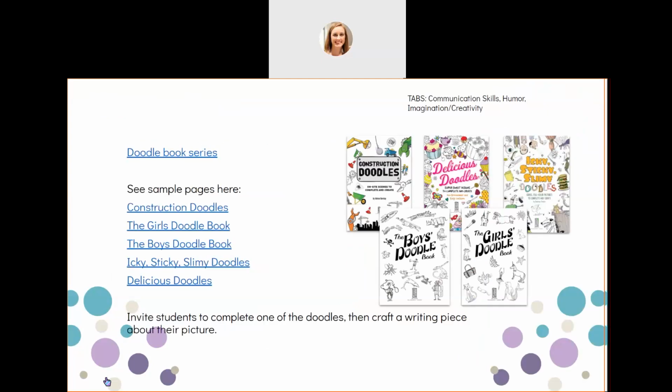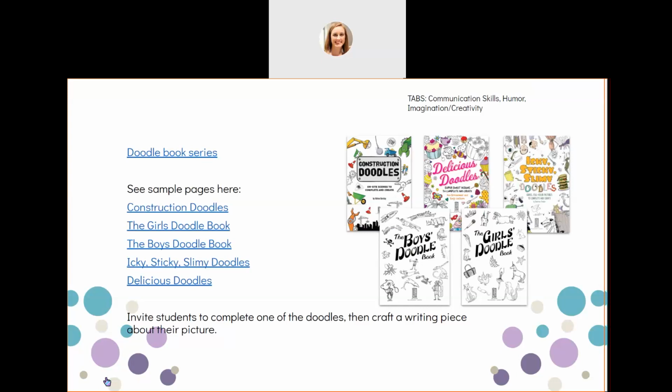The Doodle Book series is one that I shared during regional trainings in 2019. These Doodle Books give you part of a picture, so it's like the beginnings of a picture and the student has to finish the picture out. I have linked the Doodle Book series website here along with some sample pages. So if you can't get the book, you can download the sample pages and you might use those.